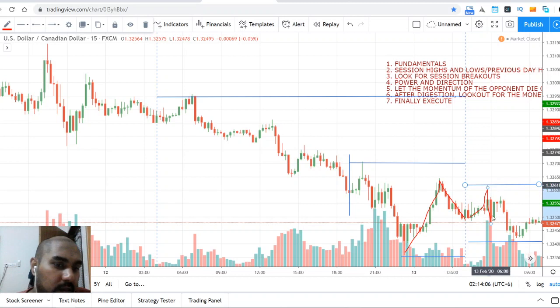It's more than 100% retracement. So now I'm thinking, okay, the sellers have started digesting. Let's see what the buyers do again. It's not my time yet to enter.